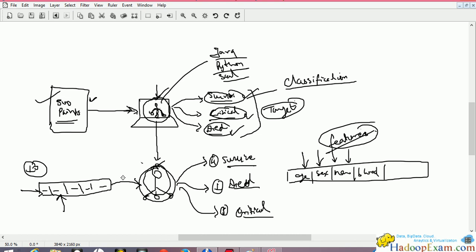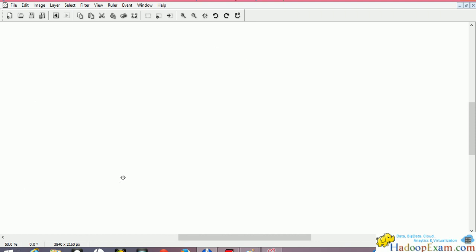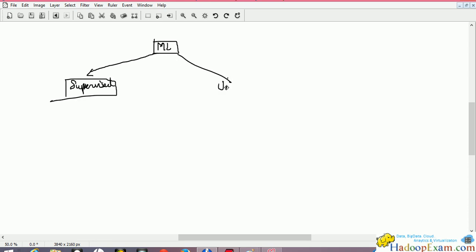Let me give you the chart again, where I define how machine learning is divided into multiple parts. Machine learning you can divide into 2 parts: supervised machine learning and unsupervised machine learning. By name you can determine what that means. Again, this is statistical terminology; you have to read a lot to understand it.